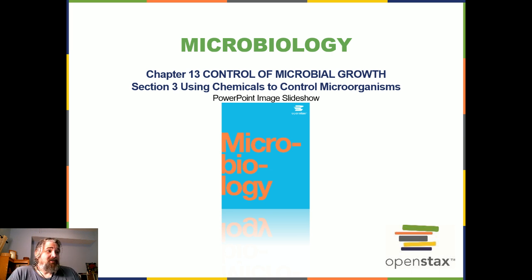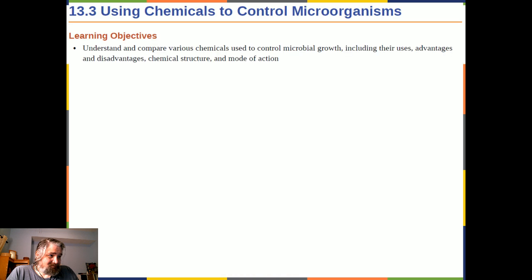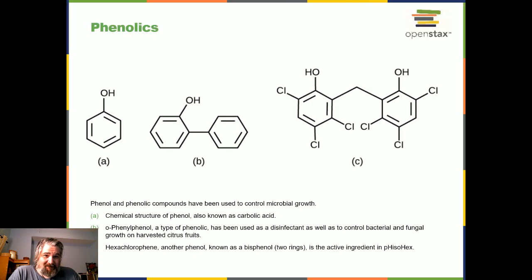All right, so again, using chemicals to control microorganisms. We'll get moving here. Okay, so the learning objective here is to understand and compare the various chemicals used to control microbial growth, including their uses, advantages and disadvantages, chemical structure, and mode of action. So now I would like to introduce you to the phenolics.